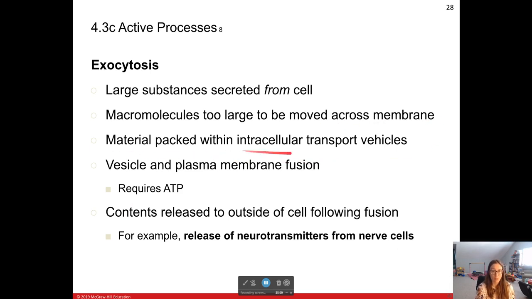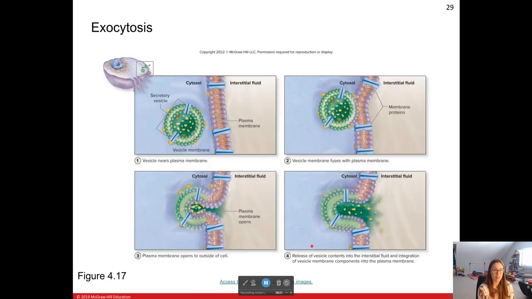Any material that's packed within these intracellular transport vesicles, the transport vesicles are then going to be pushed up to the plasma membrane, and once they hit the plasma membrane, they merge and fuse together because they're both made of that same phospholipid bilayer. This requires ATP. And then the contents are released outside of the cell following fusion. A good example of this is the release of neurotransmitters from nerve cells, very important in both neurotransmission and muscle contraction, which is why we're reviewing it here.